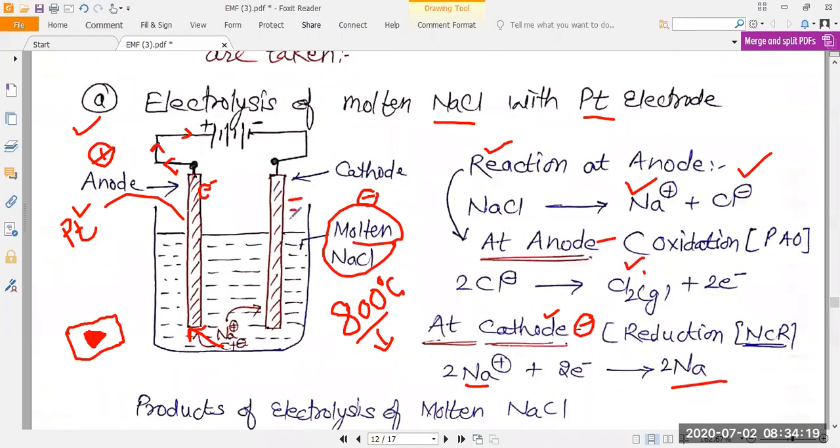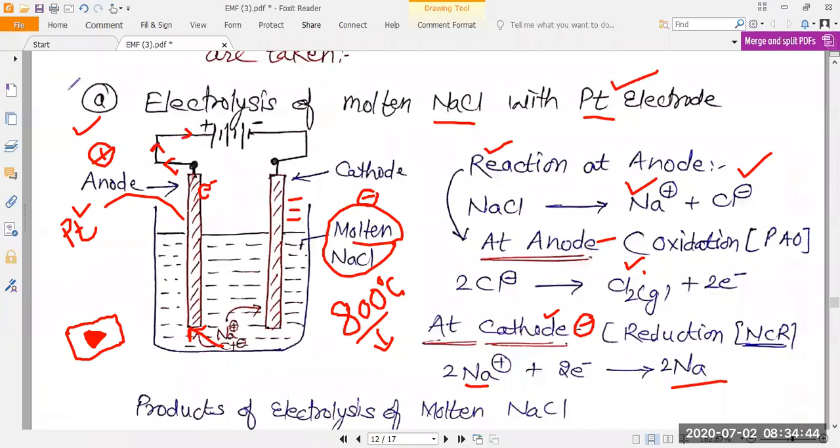This is the negative charge plate, and sodium ion accepts an electron at the cathode side and converts into sodium. So at the cathode side we get sodium metal, and at the anode side we get chlorine gas. These are the products of electrolysis of molten NaCl when platinum electrode is taken.